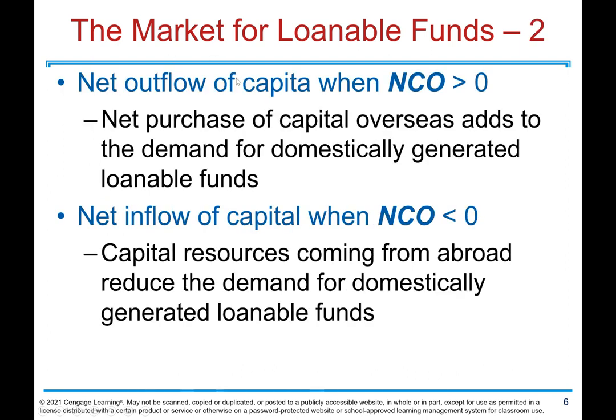Net outflow of capital: when NCO is positive, that is net purchases of capital overseas, it adds to the demand for domestically generated loanable funds. Net inflow of capital is when NCO is negative, or less than zero. That is, capital resources coming from abroad reduce the demand for domestically generated loanable funds.